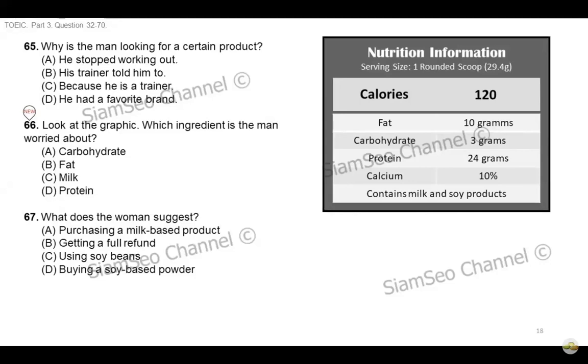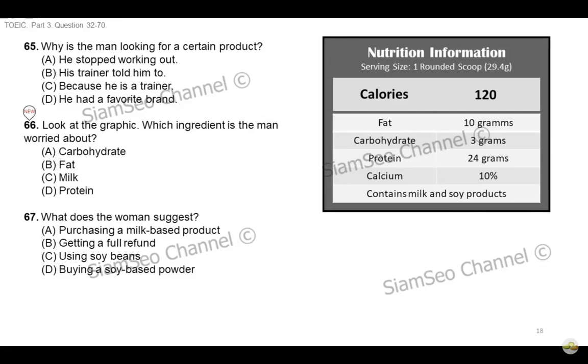We have a wide variety of protein powders, but there is one I particularly like the taste of. It is a protein drink made from milk and soy. Oh, actually, I'm lactose intolerant. Are there any other options? I suggest you purchase a powder that is only soy-based. You won't have any problems with that.